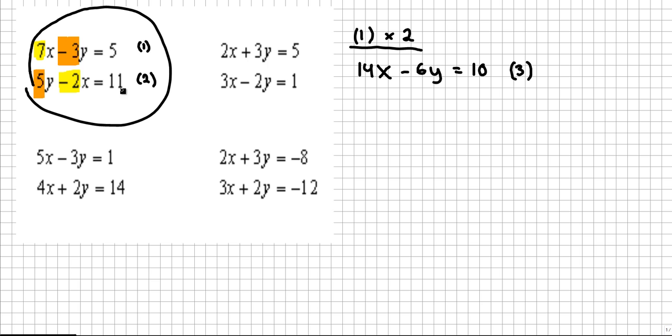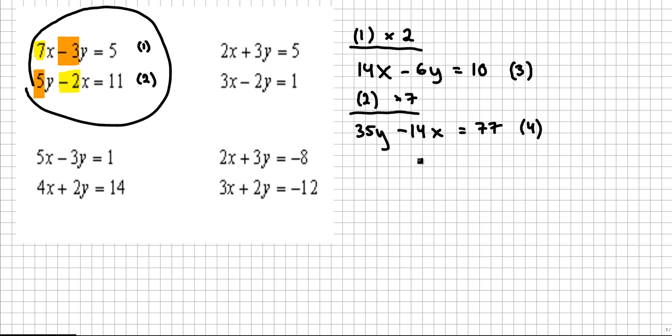The second equation, remember we're going for 14, so times 7. Equation number 2 times 7. 5y times 7 is 35y. Minus 2 times 7 is minus 14x is equal to 11 times 7 is 77. And this is going to be equation number 4.